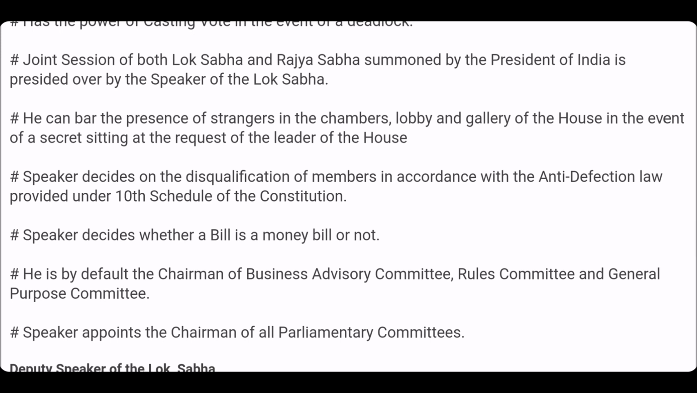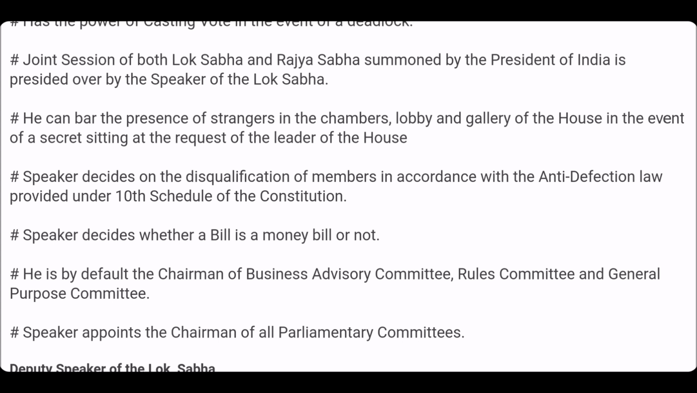Now the speaker can bar or restrict the presence of strangers in the chambers, lobby and gallery of the house if a secret sitting is requested by the leader of the house. Now there is one more thing: there is an anti-defection law, that is the 10th Schedule of the Constitution. The speaker has the power to decide on the disqualification of members in accordance with this 10th Schedule and anti-defection law.